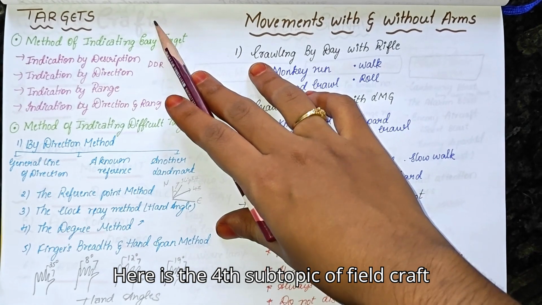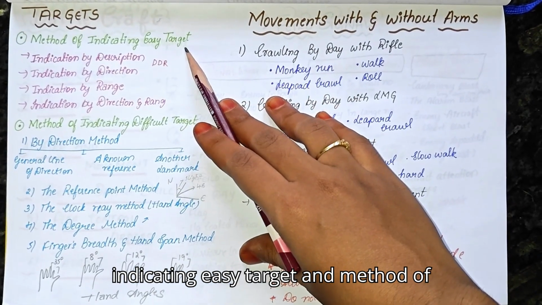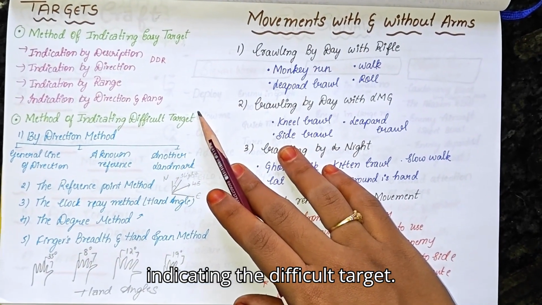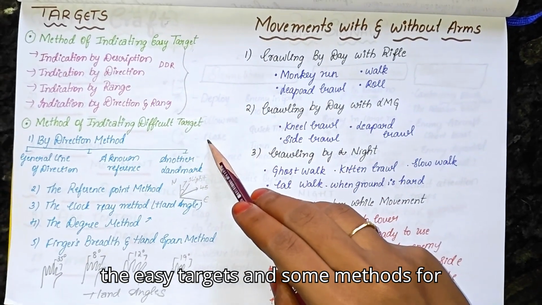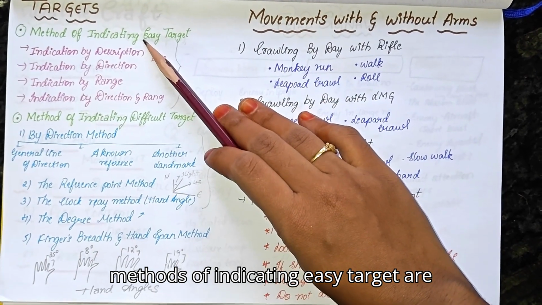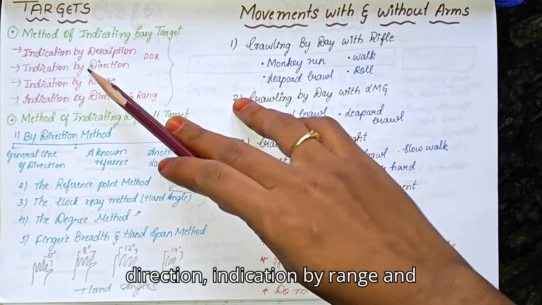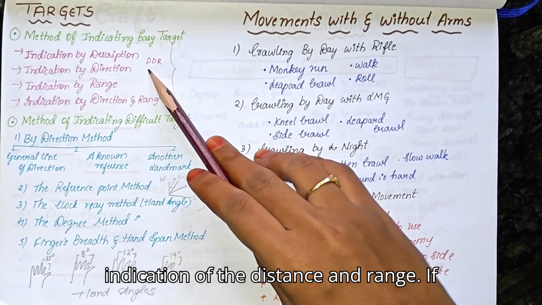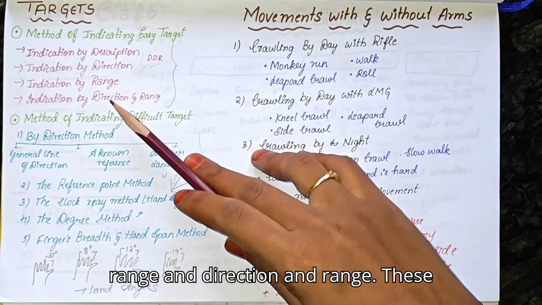Here is the fourth subtopic of Field Craft, that is targets. There are methods of indicating easy targets and methods of indicating difficult targets. The methods of indicating easy targets are indication by description, indication by direction, indication by range, and indication of direction and range. If you remember the word DDR, you can write all this: description, direction, range, and direction and range.